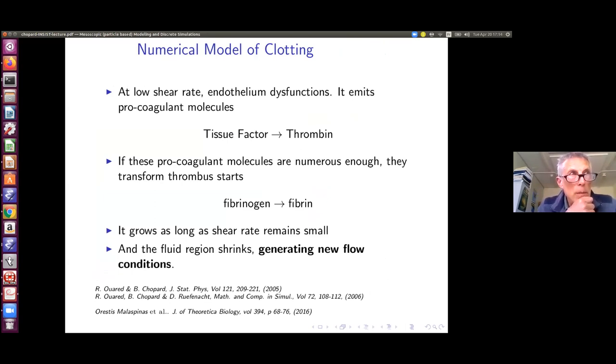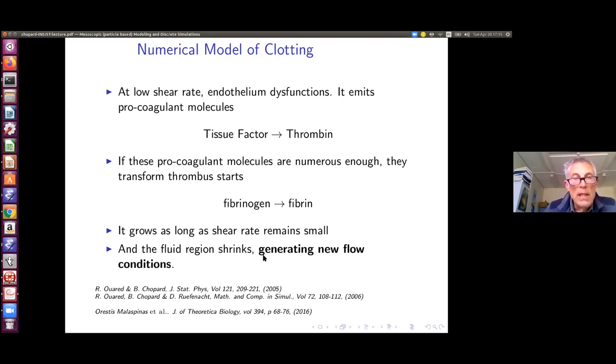We also did some in vitro experiments to verify that at low shear, the endothelial cells produce tissue factor, and this tissue factor consists of procoagulant molecules. So they basically produce thrombin. In our model, we simply say that if the wall shear stress is low enough, then we produce thrombin from the wall. Now, if there are enough of these procoagulant molecules, you will be able to transform your fibrinogen into fibrin, which is the clot. That's basically the two things that we do in this model. It's as simple as that, I would say.